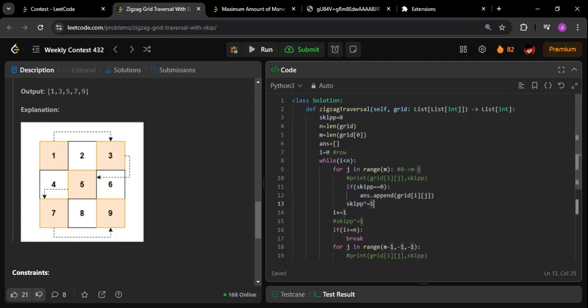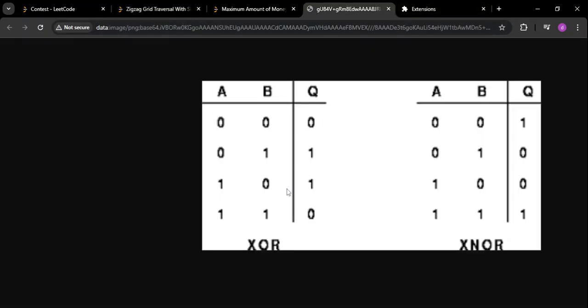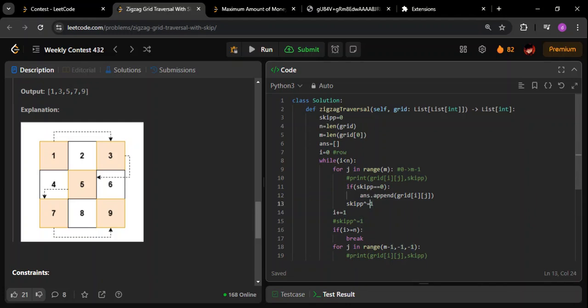This is basically the XOR operator. What is XOR? Let me quickly show you that. The left diagram I'm showing you is the XOR operator. And just one thing, remember, I am doing XOR with 1. I'm using the shorthand here, which basically means skip is equal to skip XOR 1. So ideally I'm doing the XOR with 1.